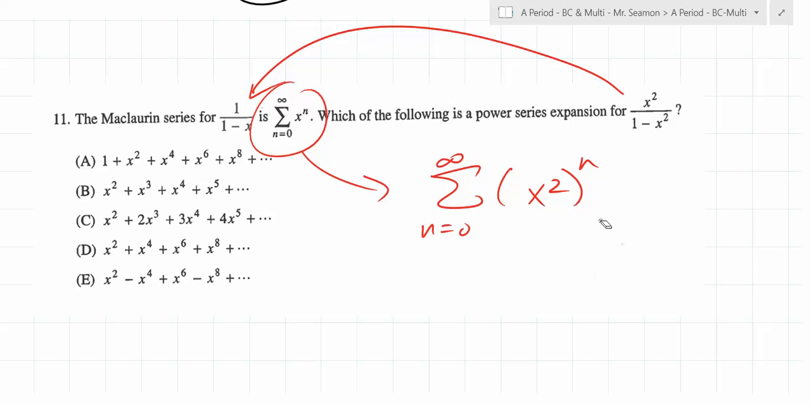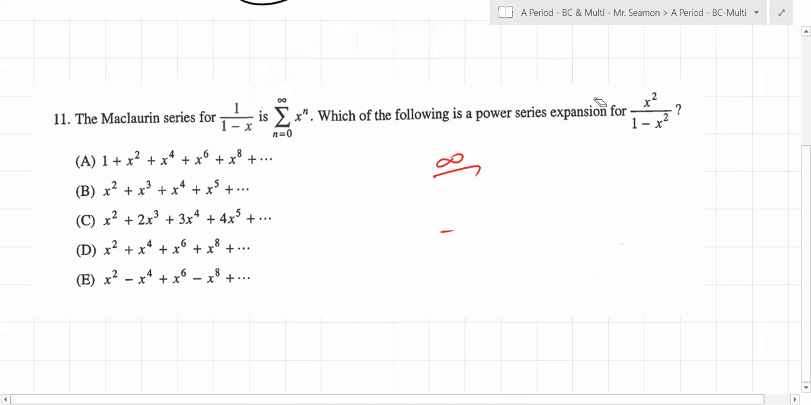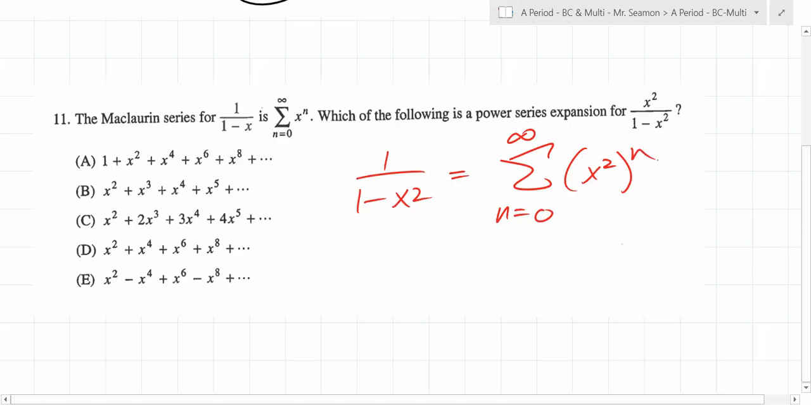Look at the top. It's x squared here. What is it over there? It's not x over 1 minus x. It's 1 over 1 minus x, right? So I'll be even more clear. This right here, if we wanted 1 over 1 minus x squared, what's that going to be? The summation from n equals 0 to infinity of x squared to the n, right?